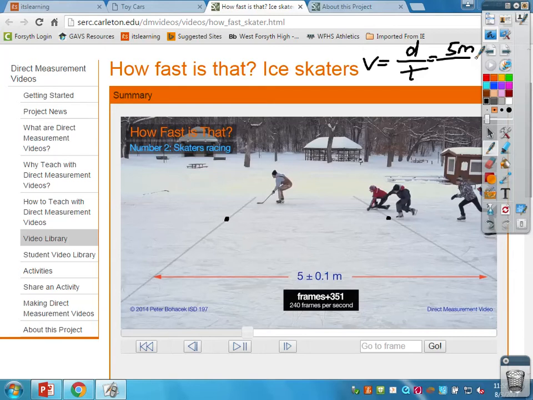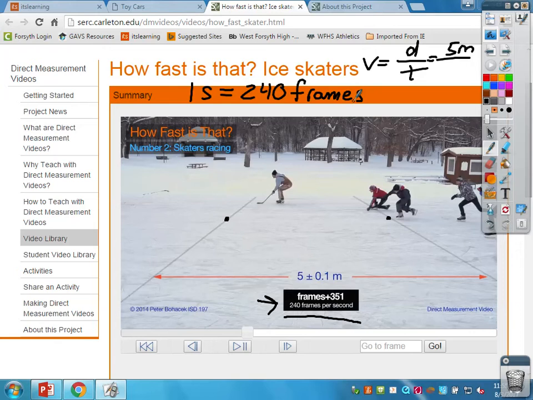I can't say 3, I can't say 2. I don't know those distances. So don't try to find a distance that you don't know. So I need to now figure out time. Well, the time comes from the frames down at the bottom. If you see, it says that there are 240 frames per second. So 1 second equals 240 frames.